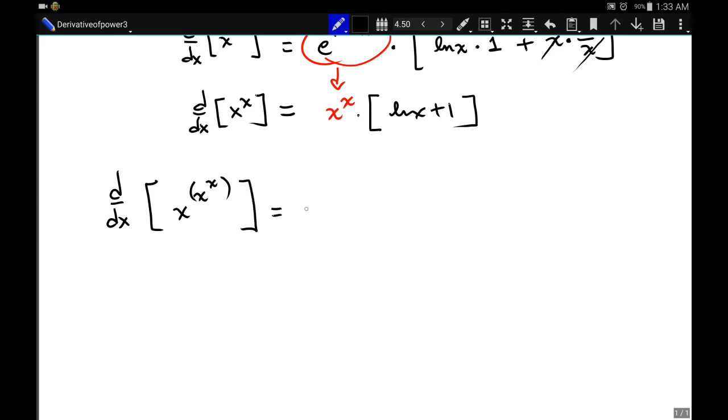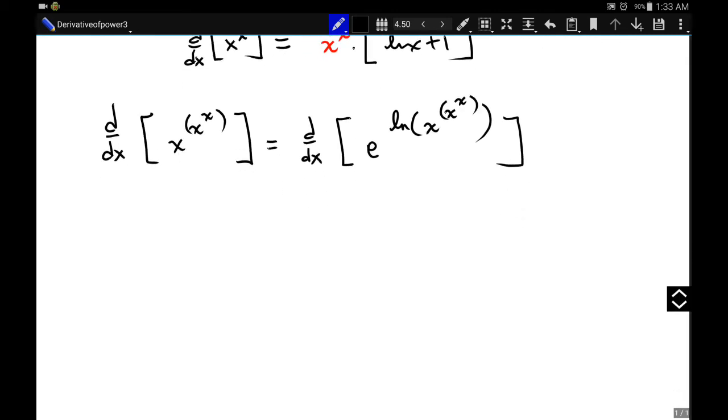Okay, now how about d over dx of x to the x to the x? I'll use the same trick. So e to the, take the exponent and then ln of x to the x to the x. Now move this exponent, x to the x, over to the front: e to the x to the x times ln x.